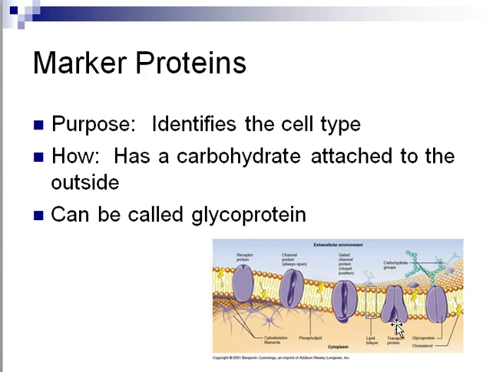The major purpose of a marker protein is to identify the different type of cell or let other cells know what it is. It does this with a carbohydrate attached to the outside. So this carbohydrate that we just showed you, this carbohydrate that's right here, is going to essentially let other cells know what kind of cell this one is. Because this protein, the protein is this purple portion, has this carbohydrate attached, we can call it a glycoprotein.